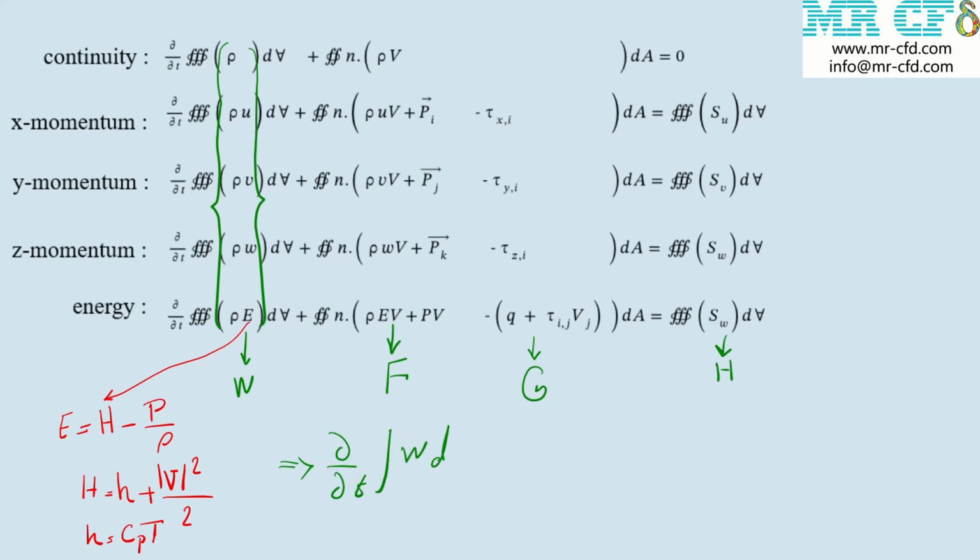Thus, we can write the system of equations as follows. The first derivative of the integral of W over the control volume with respect to time, plus the surface integral of F minus G over the control volume surfaces, is equal to the volumetric integral of the source terms, H, over the control volume. This formulation shows how the changes over time, unsteady terms, fluxes through the surfaces, and sources within the volume contribute to the behavior of the system.